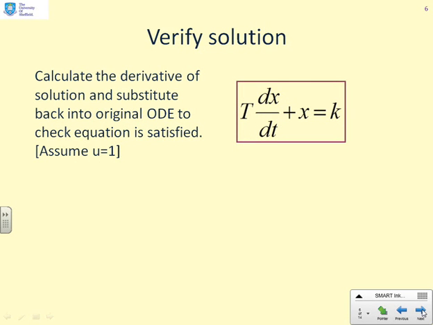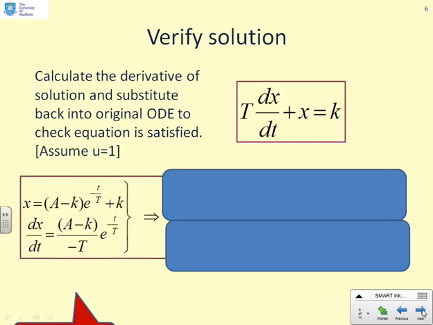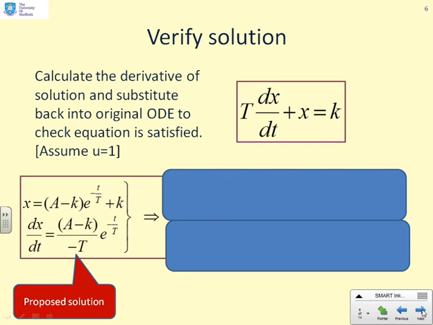Now you might want to verify this solution and say, okay, can you just prove to me that this is definitely true? Well, the easiest technique for this is very simple. Simply take this x of t and substitute it into the original differential equation and verify that the equation is solved. So here we go. There's the proposed solution, x equals a minus k e to the minus t over t plus k.